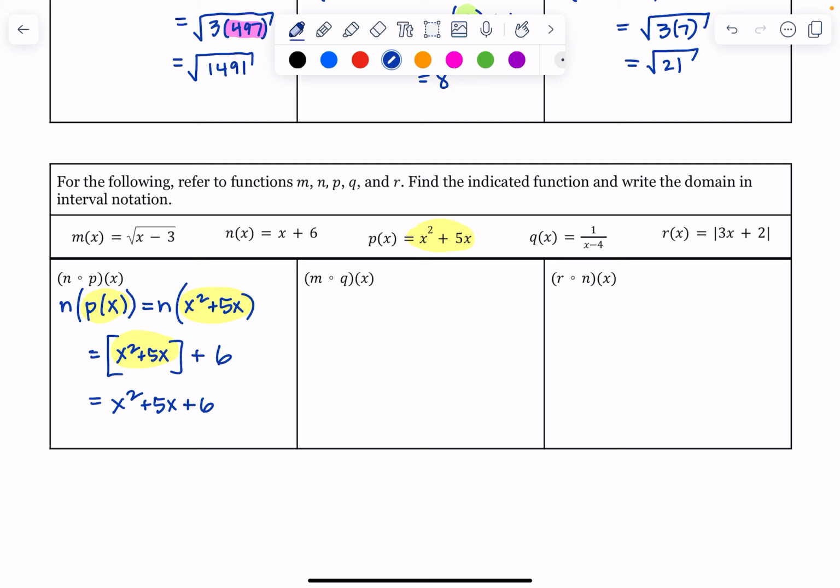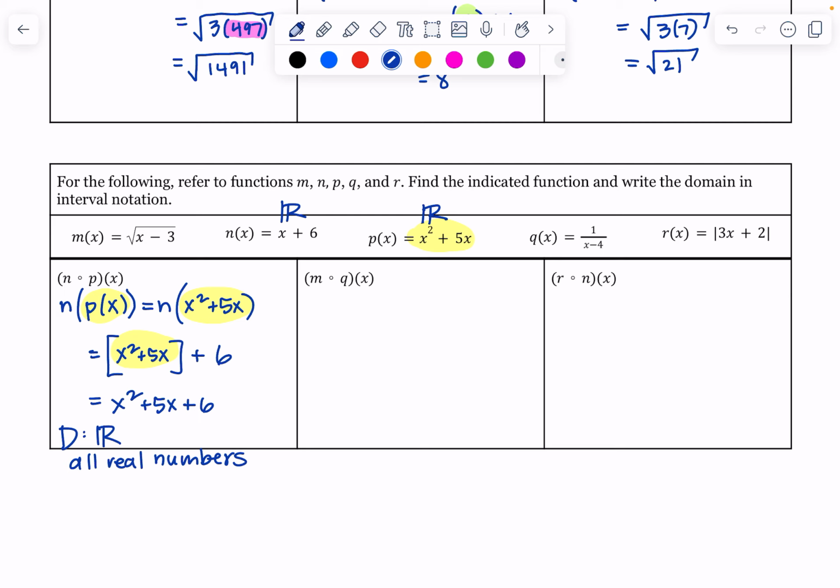When we look at the domain of p of x, this is just going to be all real numbers. It's a quadratic. The domain of n of x is also all real numbers. It's linear. So luckily, the domain of this one is just all real numbers. I'm not sure how the computer takes the answers. You might have to write it out. But yeah, any number that's real will work for that one.